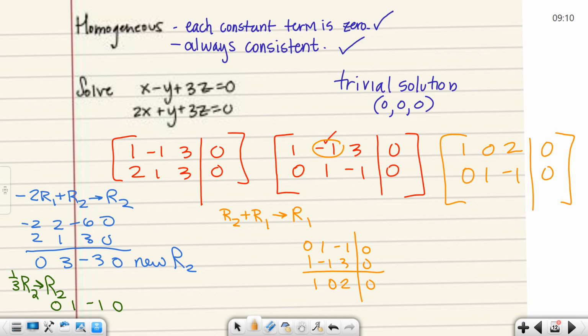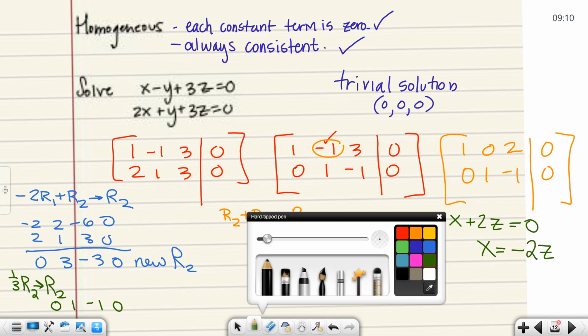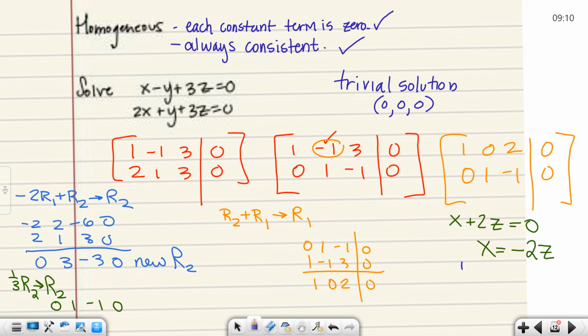Right, so if I write it out with a parameter, I know the top line is going to be x plus 2z equals 0. Okay, so x is going to equal negative 2z. My second line is y minus z equals 0. So writing that one out, moving the z over, y would equal z.